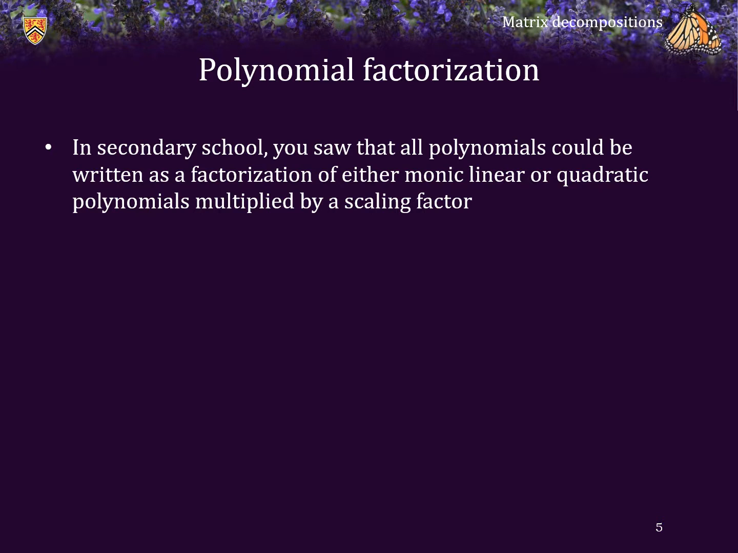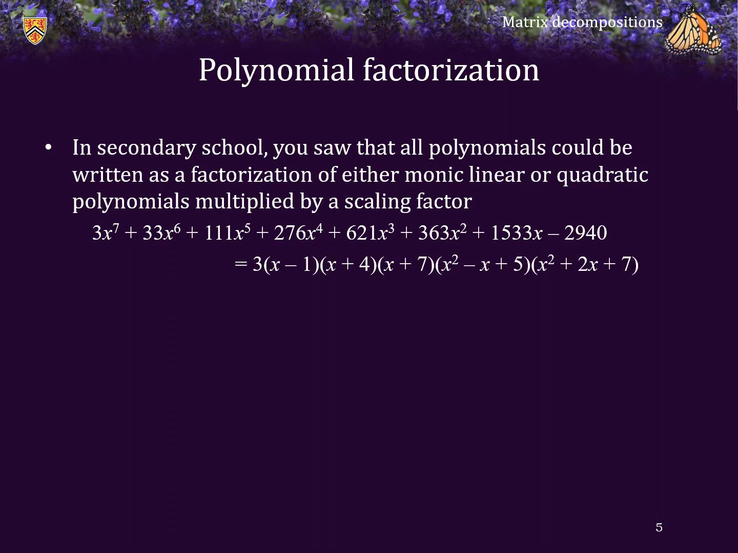Now, in secondary school, you also saw that all polynomials could be written as a factorization of either monic, linear, or quadratic polynomials multiplied by a scaling factor. Monic means that the leading term has a coefficient of 1. So, for example, here we have a 7th degree polynomial, and this can be written as 3 times a product of 3 linear polynomials and 2 quadratic polynomials with real coefficients, where the 2 quadratic polynomials do not have real roots.